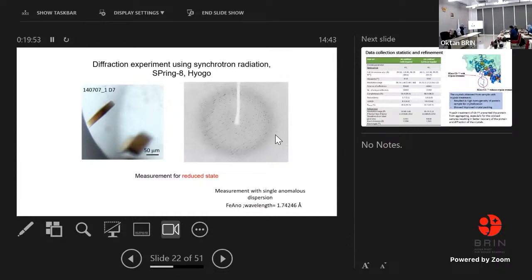Okay, so you can see the patterns of the diffraction spots are very clear, very intense, showing that the crystal lattice in the crystal is well ordered. It has low mosaicity. So the next one.